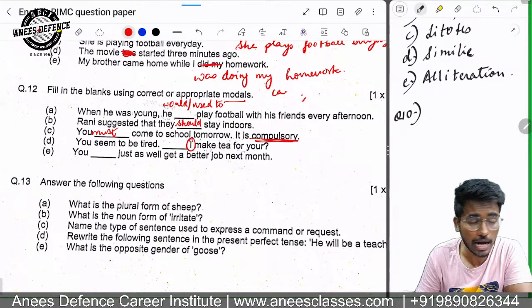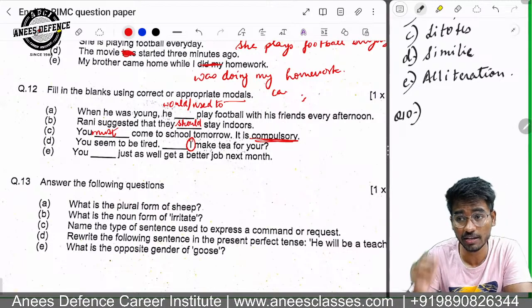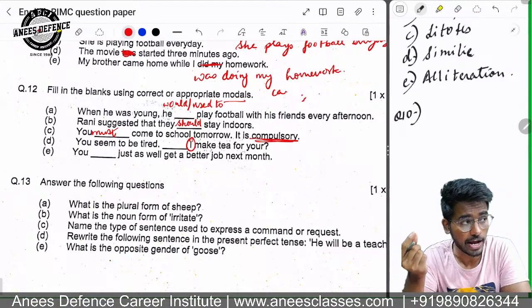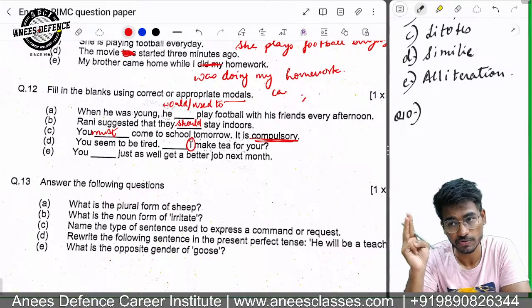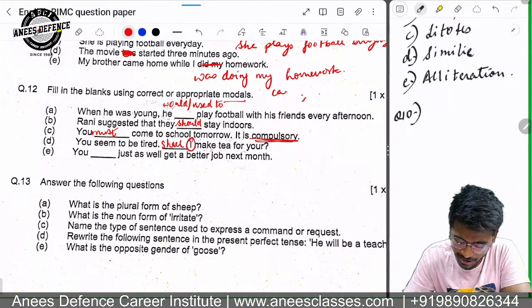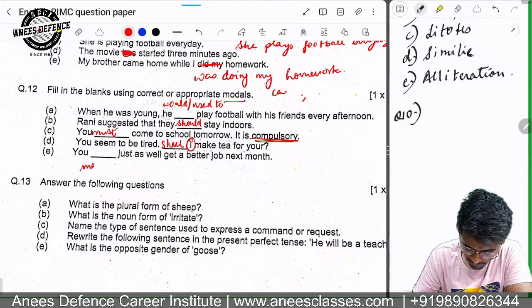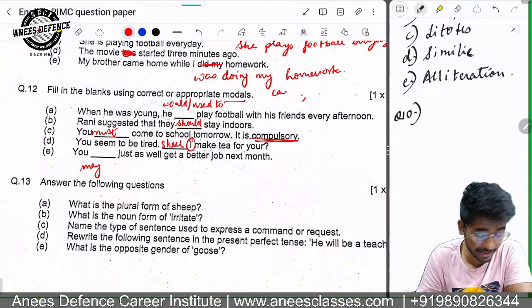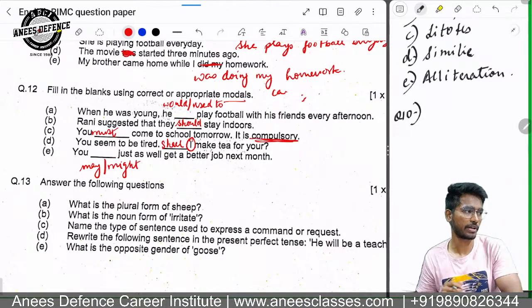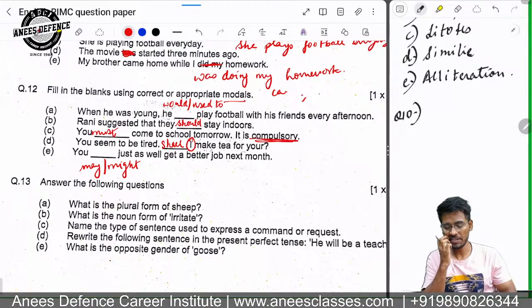Now here you should write I. इधर I है ना, I के साथ हमेशा shall लगता है. क्या लगता है? Shall. Always remember, फर्स्ट पर्सन के साथ शाल लगता है और सेकंड एंड थर्ड पर्सन के साथ विल लगता है. You attach shall to the first person and you attach will to the second and third person. ओके, सो हियर द करेक्ट आंसर विल बी शाल. You dash just as well get a better job next month. You may, because it's a hypothetical condition ना, नेक्स्ट मंथ की बात हो रही है. You may और you might, both are correct. Okay, both are grammatically correct, you can use.